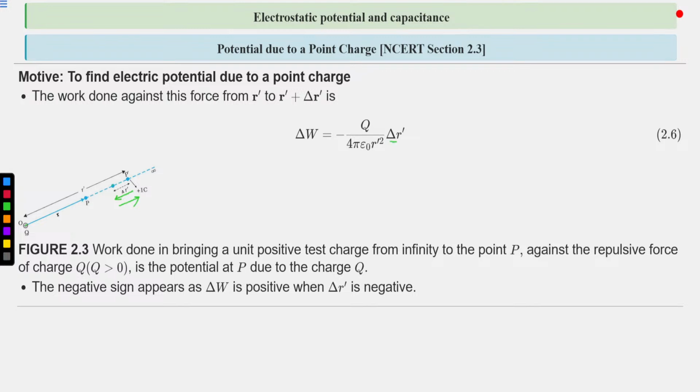Delta r dash will be negative when we are moving towards this charge, meaning the distance from this charge is reducing, then delta r dash will be negative and the work will be positive. And if we are moving in this direction, then delta r dash will be positive and work done is negative.